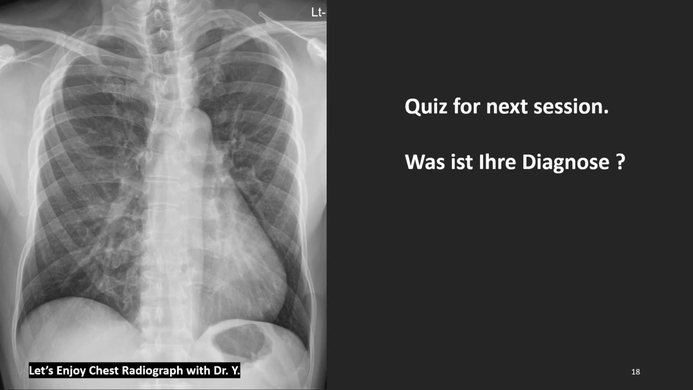This is the quiz for the next session. Frontal radiograph of a young woman. Please look closely at the ribs and the right heart border.